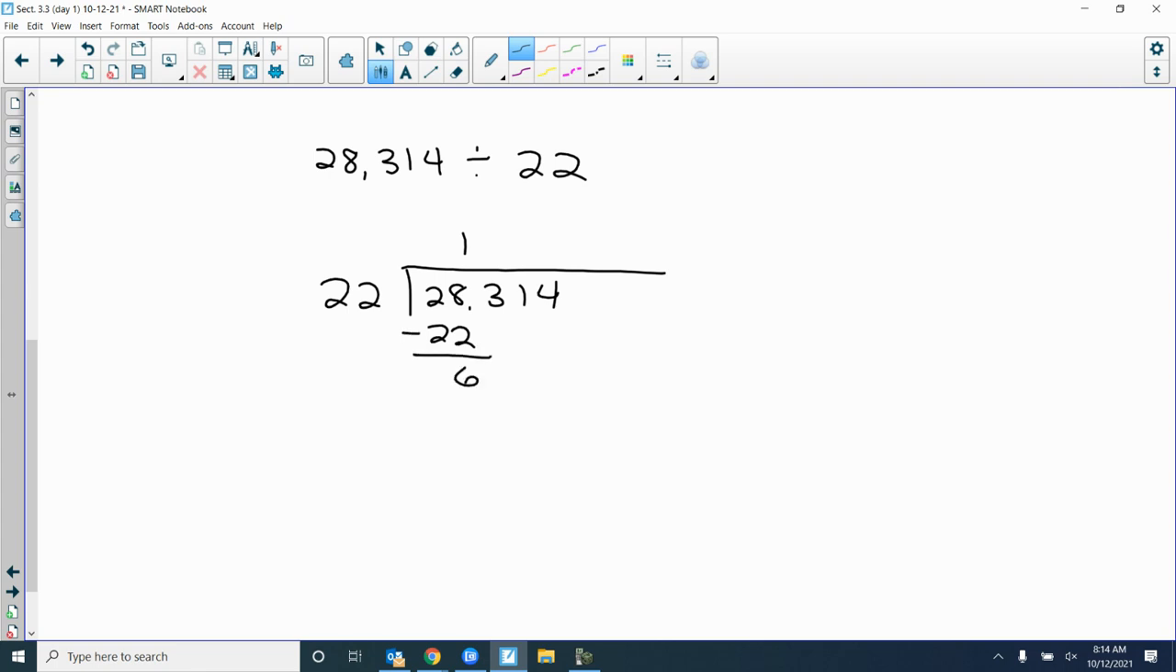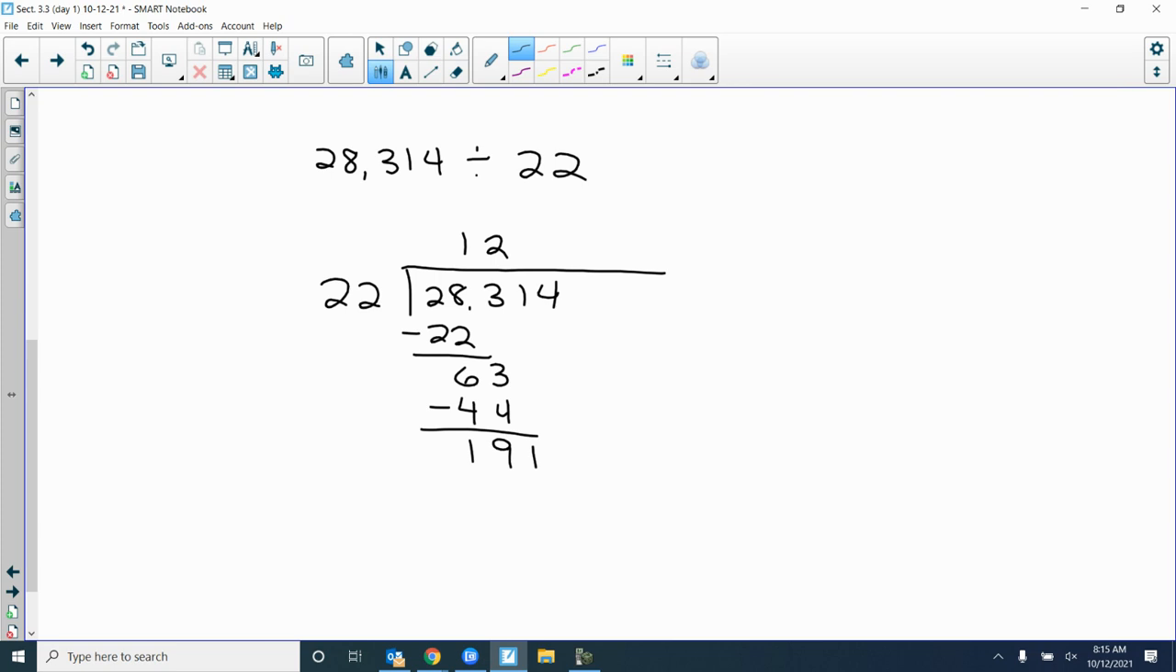We bring down the 3. And then you say, how many times does 22 go into 63? Well, how many times does it go into it? Those are good questions. Twice. So you put a 2. And then we say 2 times 22 is 44. And then we subtract, right? And what's 63 minus 44? Better be 19. And then we do what? We bring down the 1.